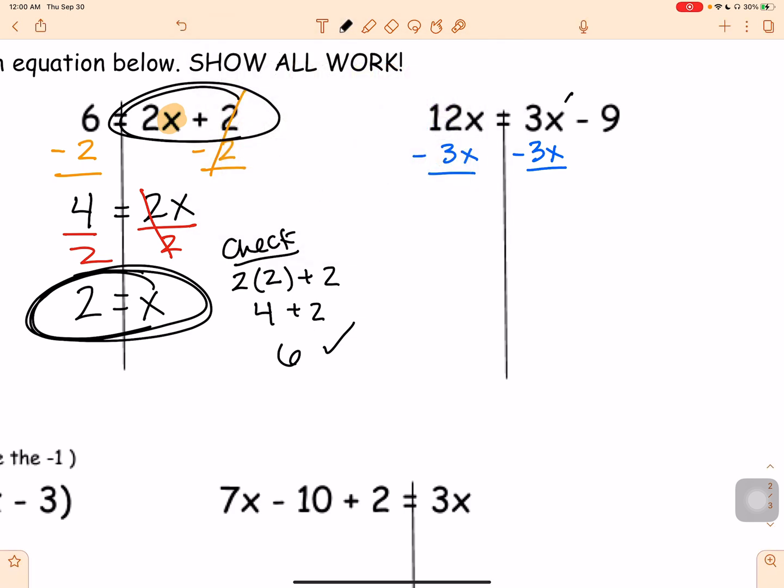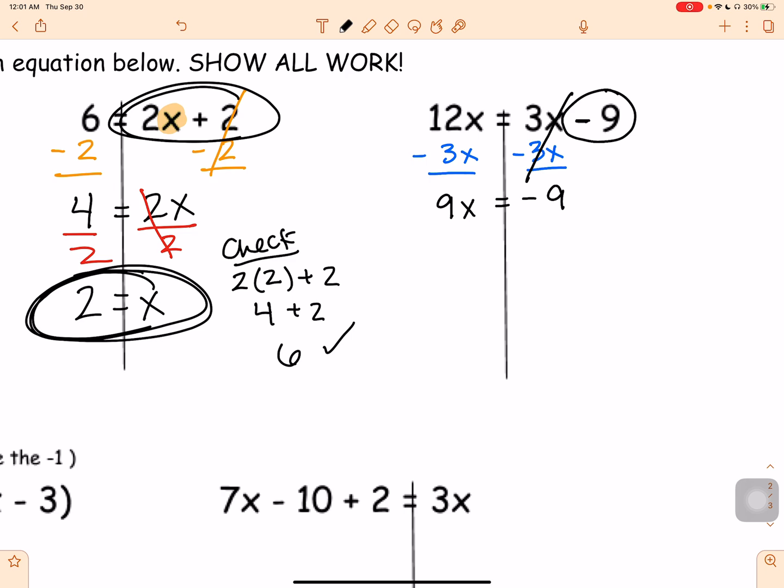So 3x minus 3x is 0. 12x minus 3x is 9x. And then this is negative 9. Be careful with those negatives. Sometimes students forget about those if it's like the term that's left over. So now we have 9 times some number x equals negative 9.